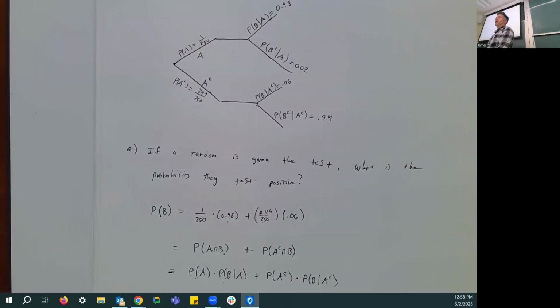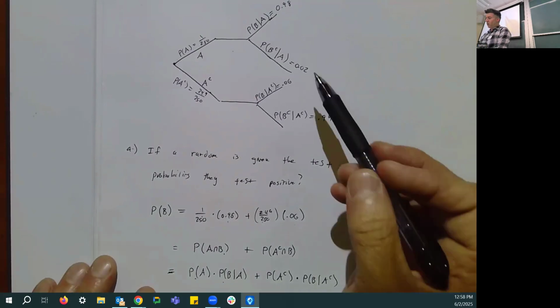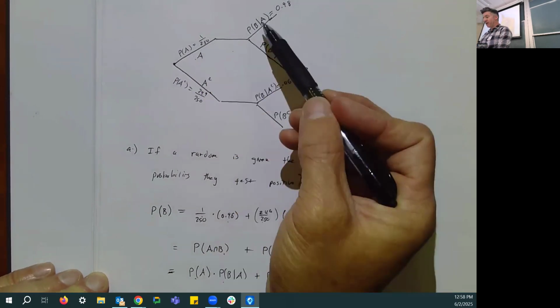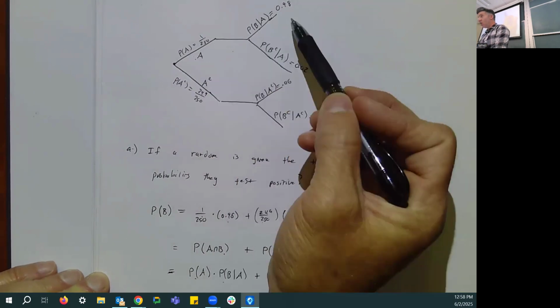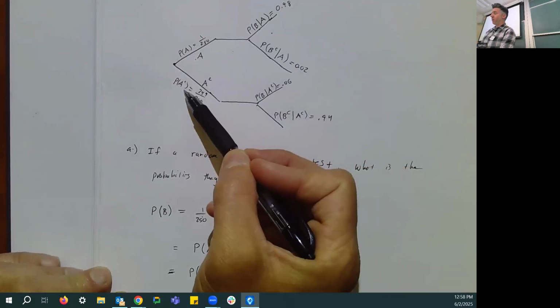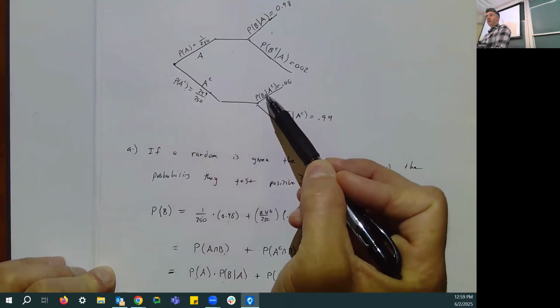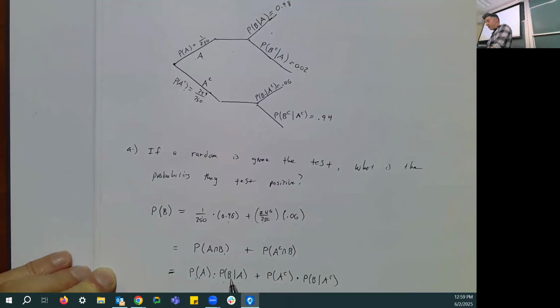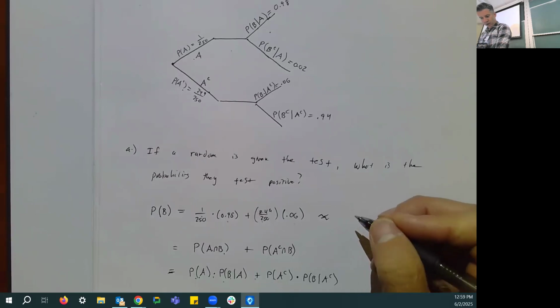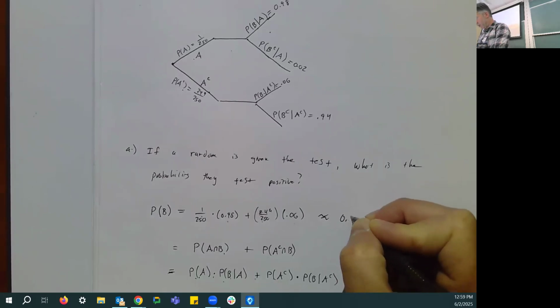But the tree makes it so much easier. Just find all the paths that get us to B. As you travel along a path, you have to use an and. We're going to have this happen and this happen, so we multiply them together. Or, this route can happen: probability of A complement and probability of B given A complement. That's why it's this times this plus this times that, because it's this route or this route. This ends up being approximately 0.0638.